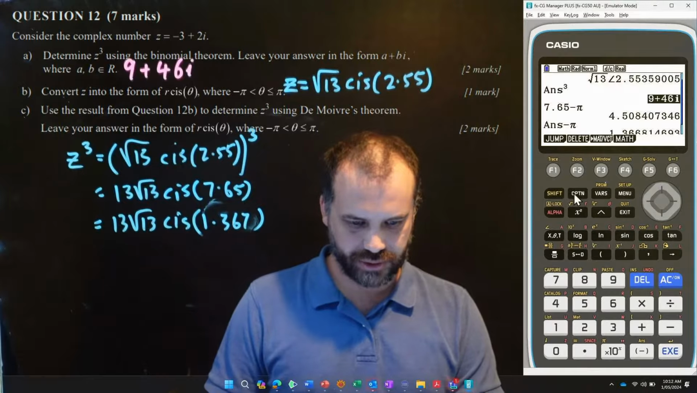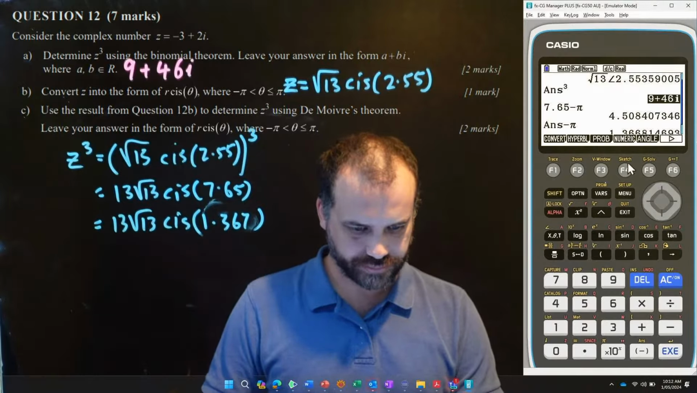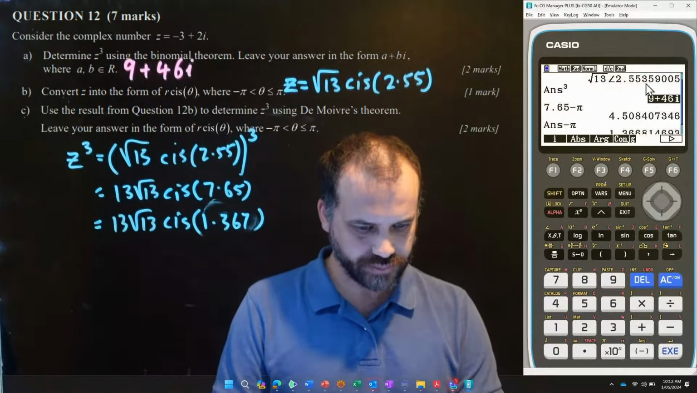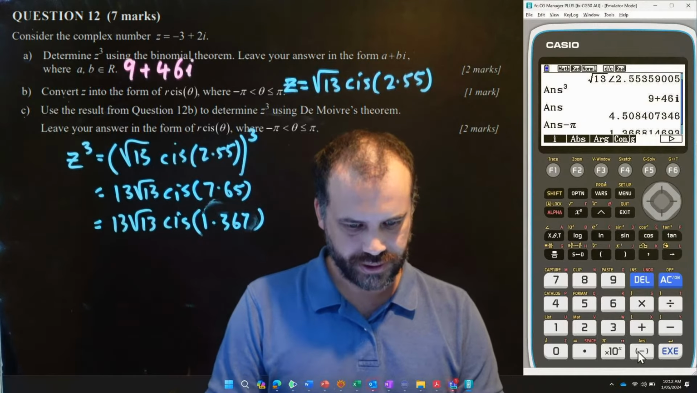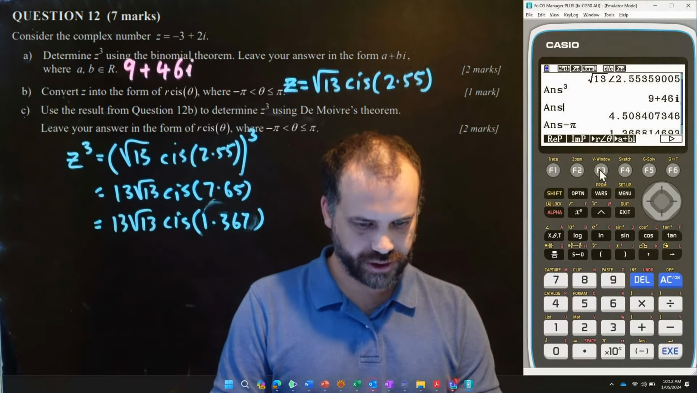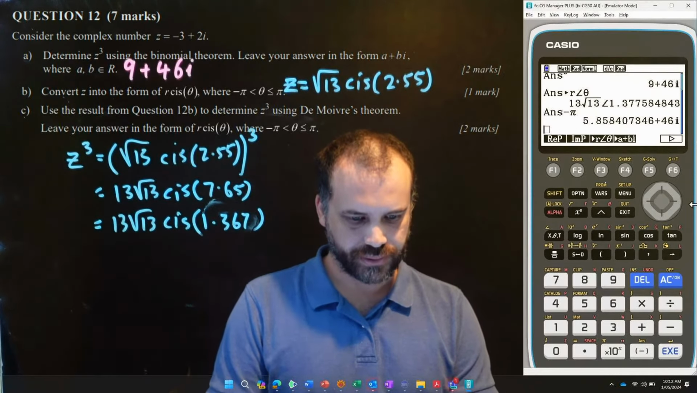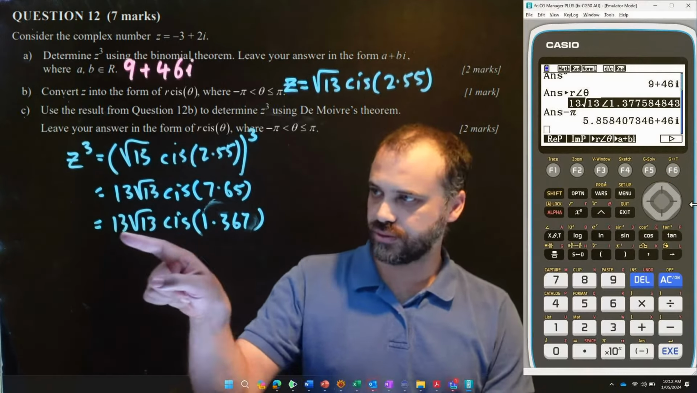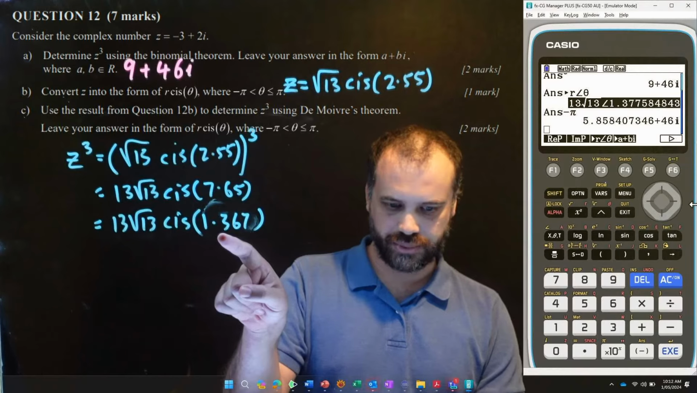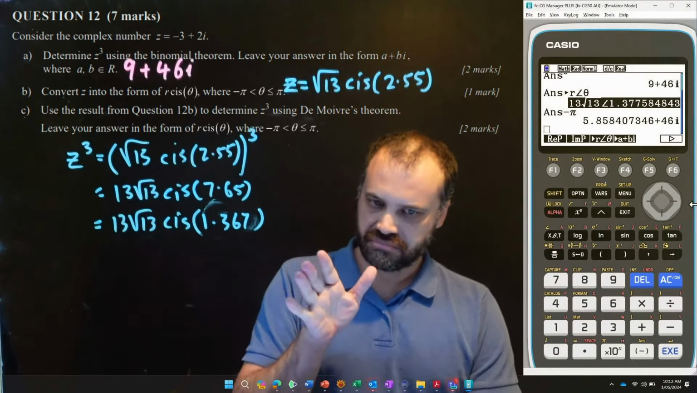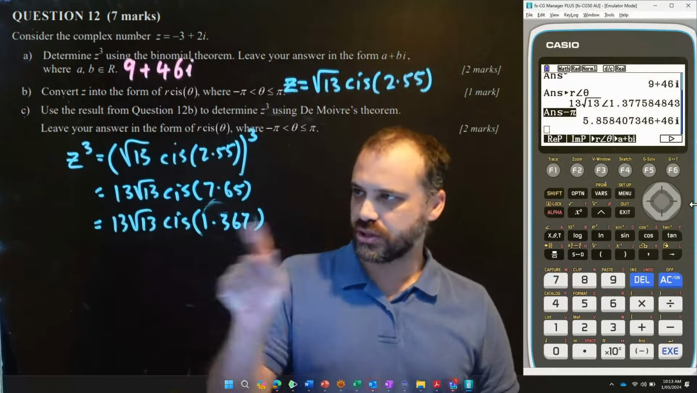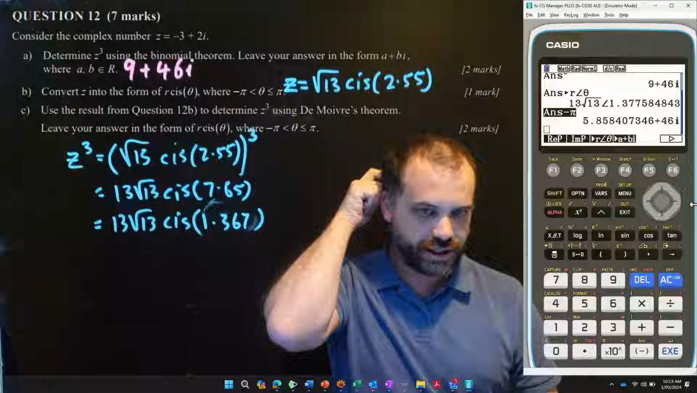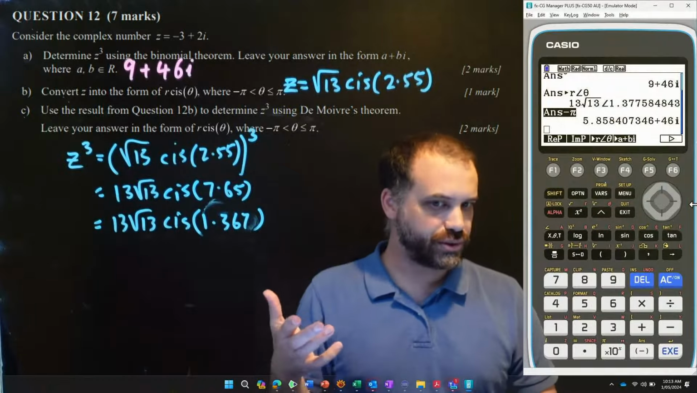But luckily, we already know that we can do this thing with our complex numbers, right? We can take that 9 plus 46i, treat that as our answer, and then convert it. Boop. Okay, and what do we get? We get 13 root 13 cis 1.377. Feels like a rounding error, but that's kind of the point of this question. So this is correct. There's a small rounding error here, but that's kind of why this question exists.